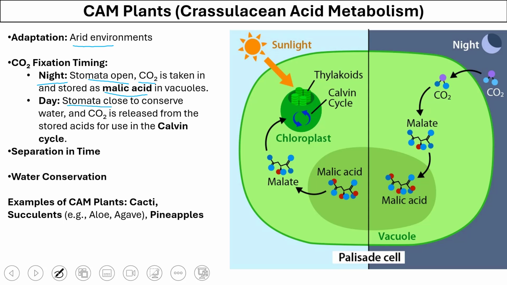During the day, the stomata only opens for a short amount of time to conserve water, and carbon dioxide is released from the stored acid and then used in the process of Calvin cycle. This separation of time helps the plant to conserve water because they can keep their stomata closed for most of the time. Some examples of CAM plants are cacti, succulents, and pineapple. So here you can see that during the day, the light dependent reaction is performed in the thylakoids and the remaining process is performed later on, in which the Calvin cycle utilizes the malic acid to release carbon dioxide for the production of the sugar molecules.